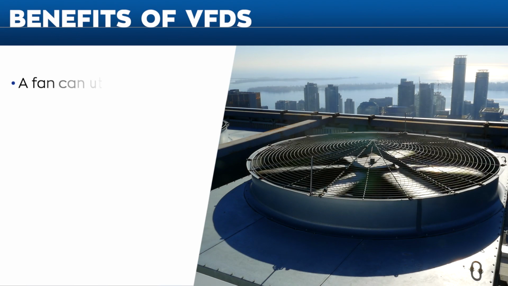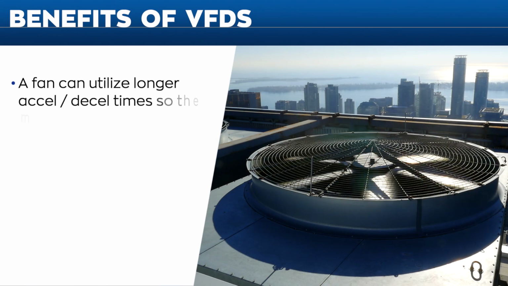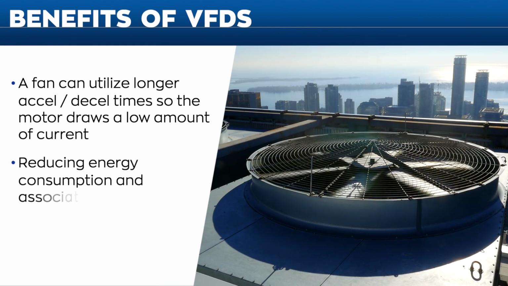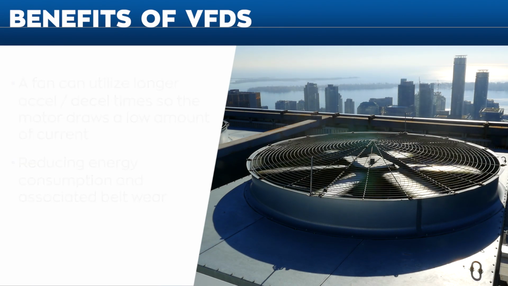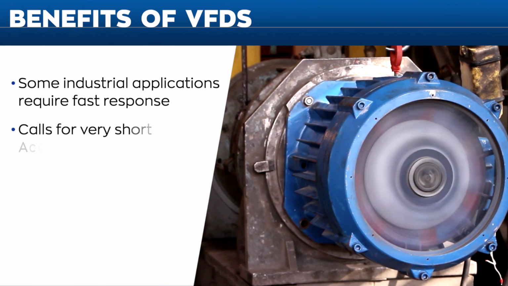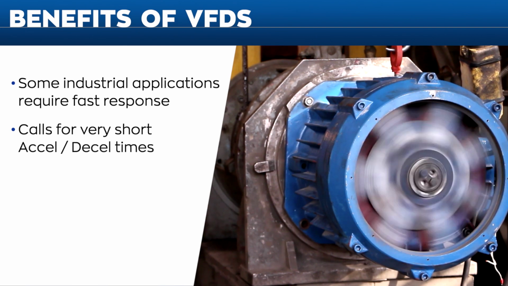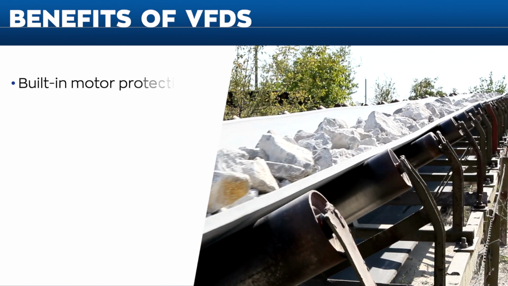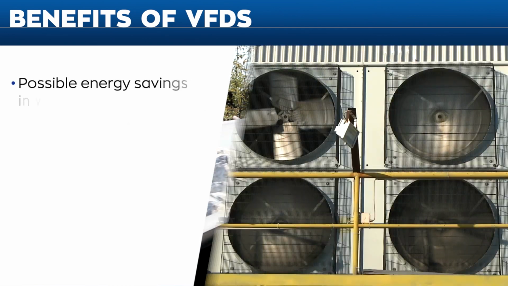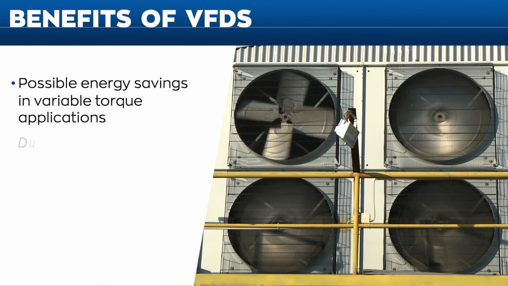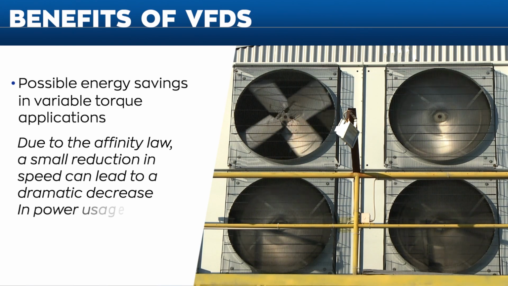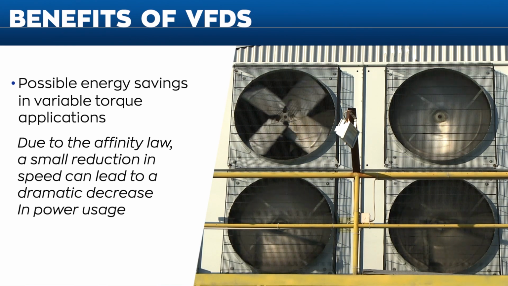For example, a fan can utilize longer accel and decel times, so the motor draws a low amount of current, reducing energy consumption and associated belt wear. On the other hand, some industrial applications require fast response, which calls for very short accel and decel times. Built-in motor protection eliminates the need for external motor protection. In variable torque applications, savings can be seen due to the affinity laws. A small reduction in speed can lead to a dramatic decrease in power usage.